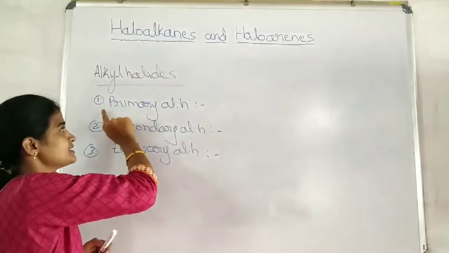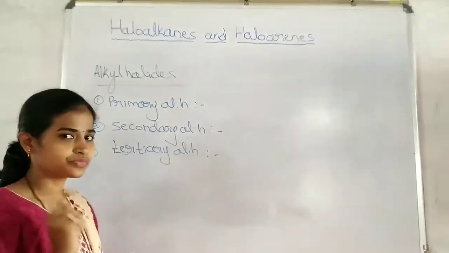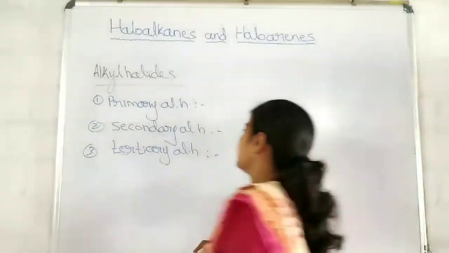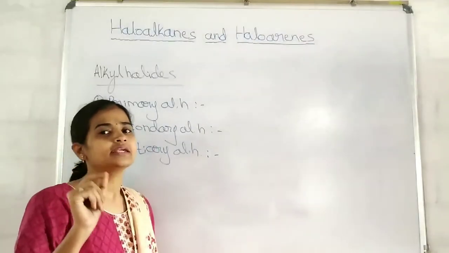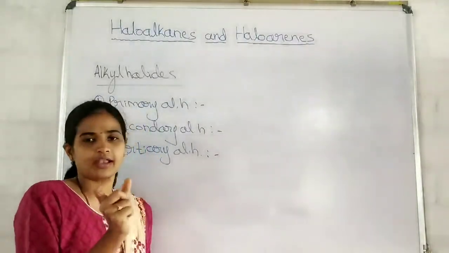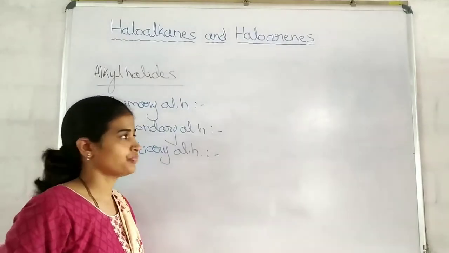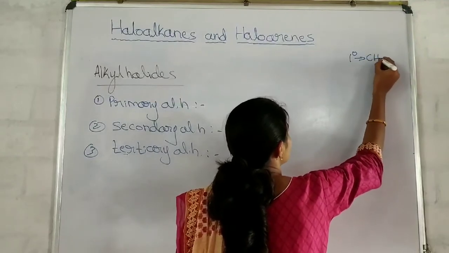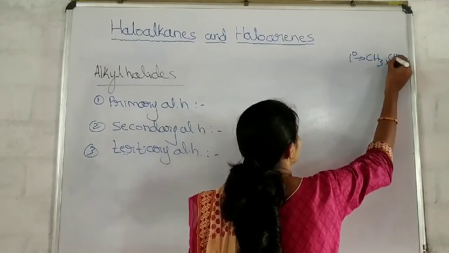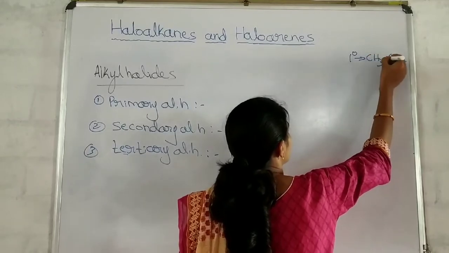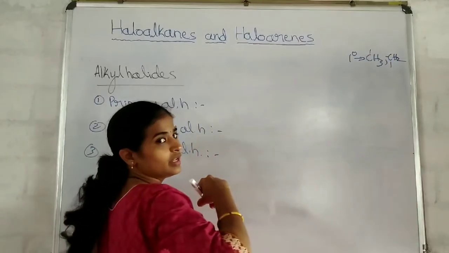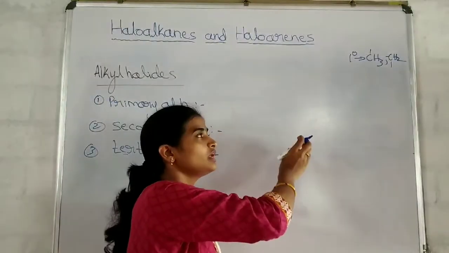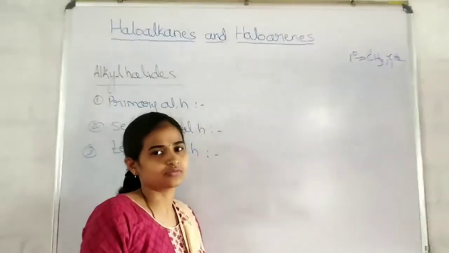Alkyl halides are further classified as primary, secondary and tertiary alkyl halides. Then what are primary alkyl halides? The alkyl halides in which the halogen atom is attached to the primary carbon atom. What is a primary carbon atom? CH3 or CH2. This is a primary carbon atom, the carbon atom to which 2 or 3 hydrogen atoms are directly attached.